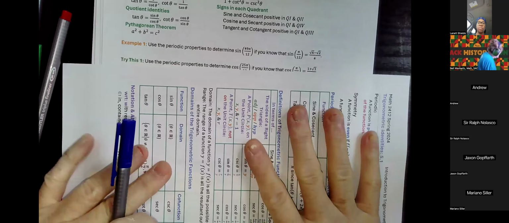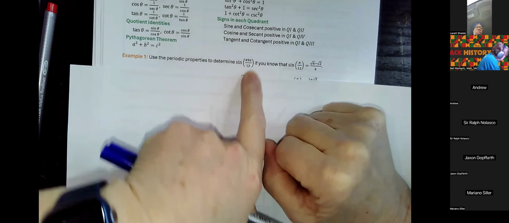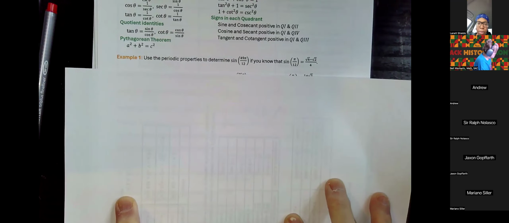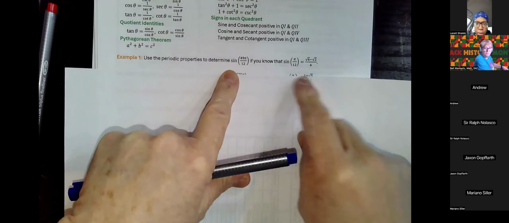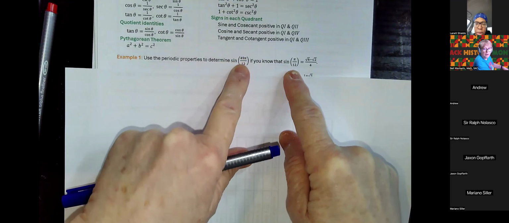Okay, great. So we've got all of these identities. And the one that we're going to look at first is the period. So I'm going to tell you that the sine of 49 pi over 12 and the sine of pi over 12 are the same. And you're going to tell me why. Why is the sine of pi over 12 the same as the sine of 49 pi over 12?